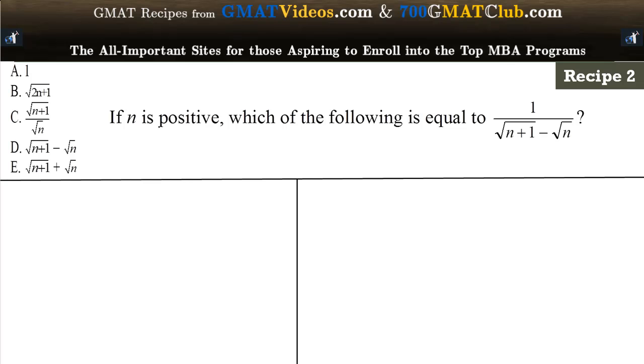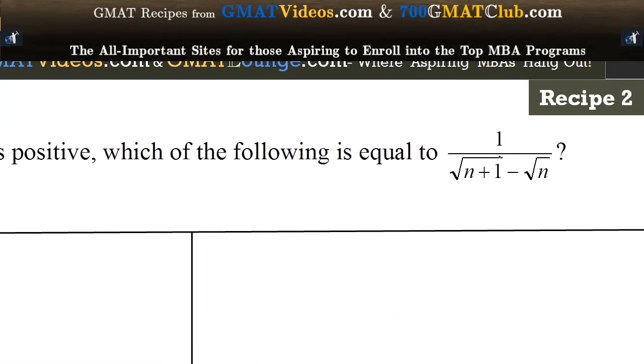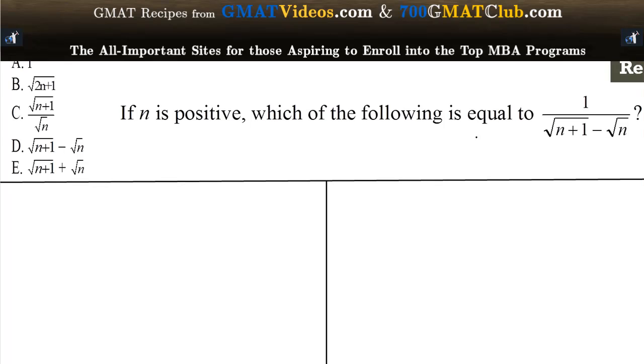So, if n is positive, which of the following is equal to 1 over root of n plus 1 minus root of n? If you are careful about what you're reading, you'll realize that this is the reciprocal of root of n plus 1 minus root of n. Because you have a 1 on top and you have a number, this is the reciprocal of the bottom number.